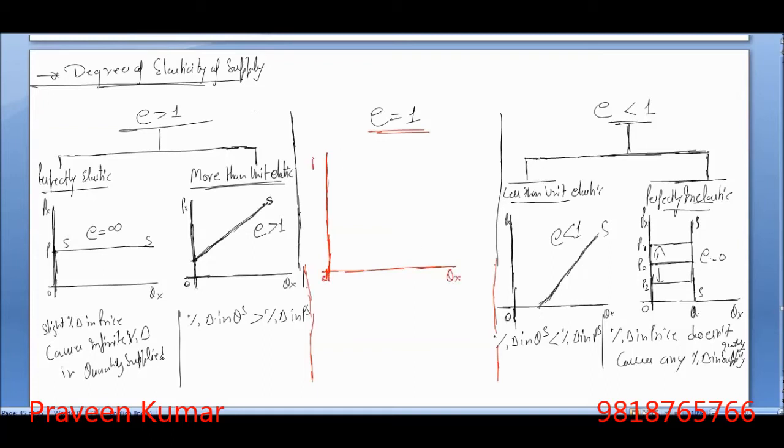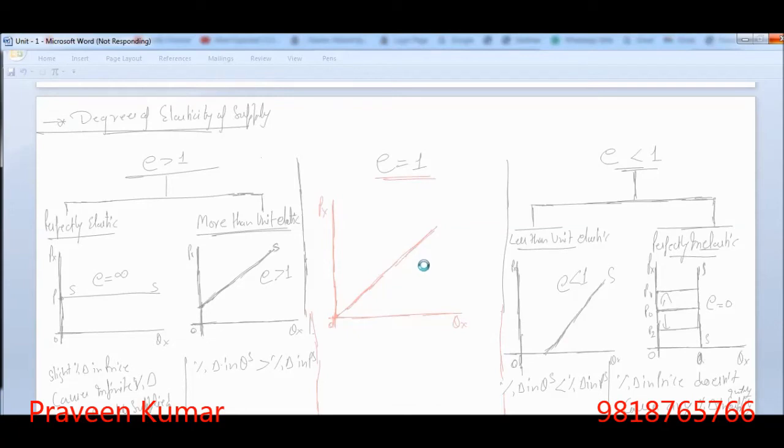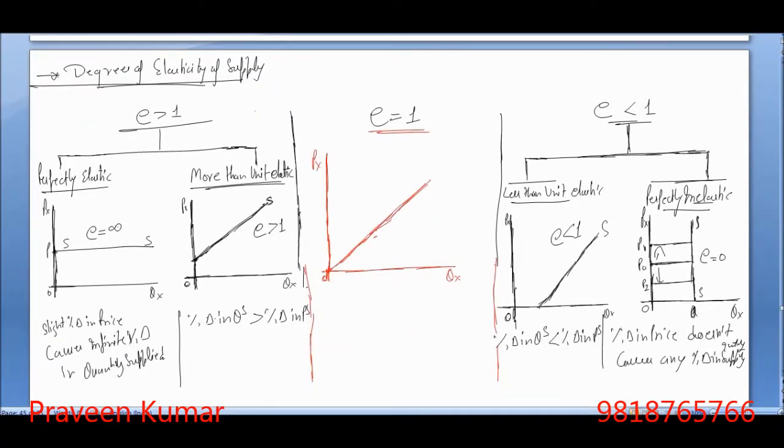This is quantity, this is price, and this is the supply curve that is originating from the origin point. Okay, so this is the supply curve which originates from the origin, and in this case elasticity equals 1. You can write something like this: percentage change in quantity supplied equals percentage change in price, per unit price. So this is elasticity equals 1.